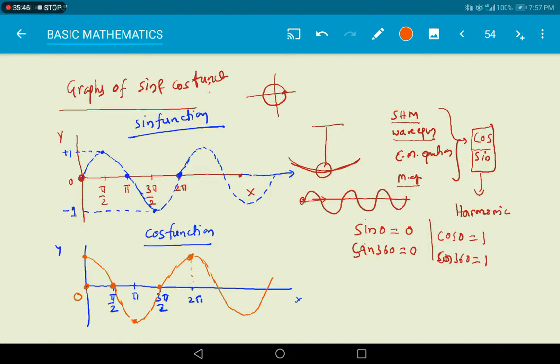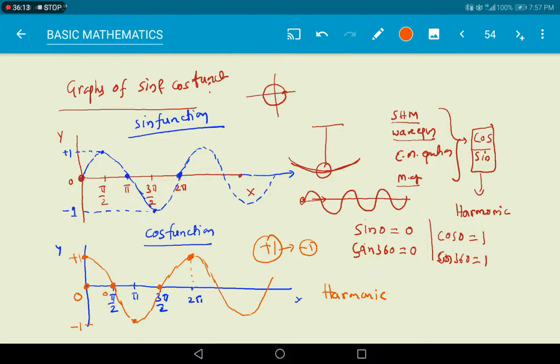So in this way the function is repeating. The cos function starts from the maximum value plus 1, goes to 0, and then minus 1, and then 0, then plus 1. That means the values vary between plus 1 and minus 1 and keep repeating. That's why these functions are known as harmonic functions.